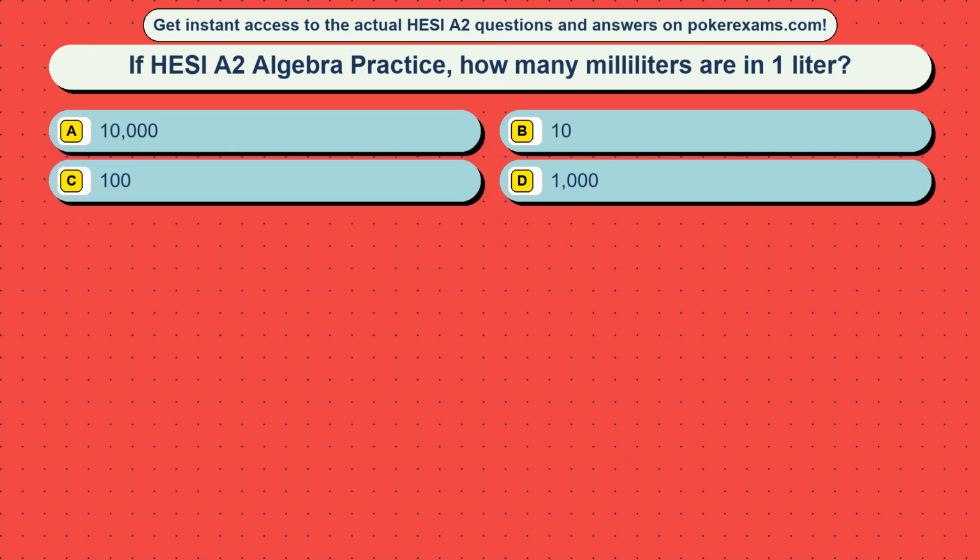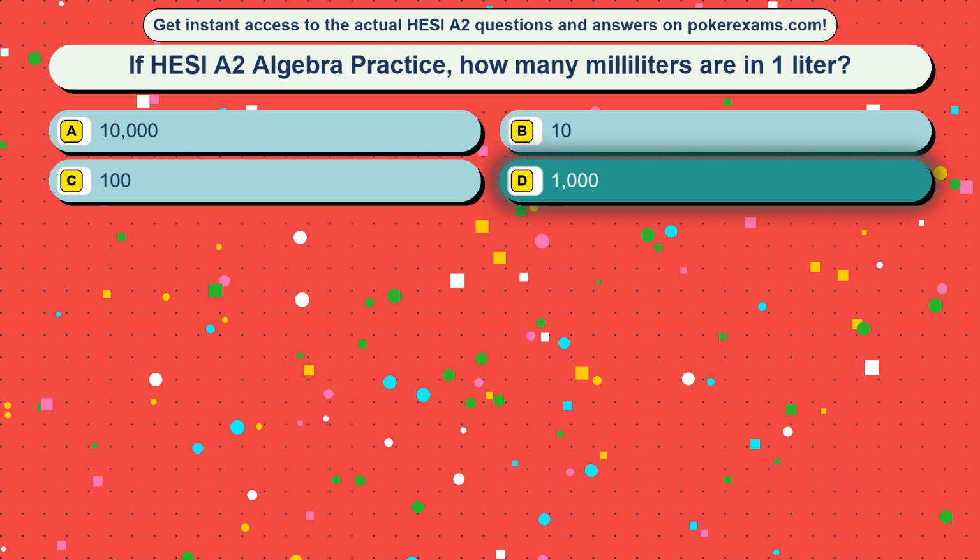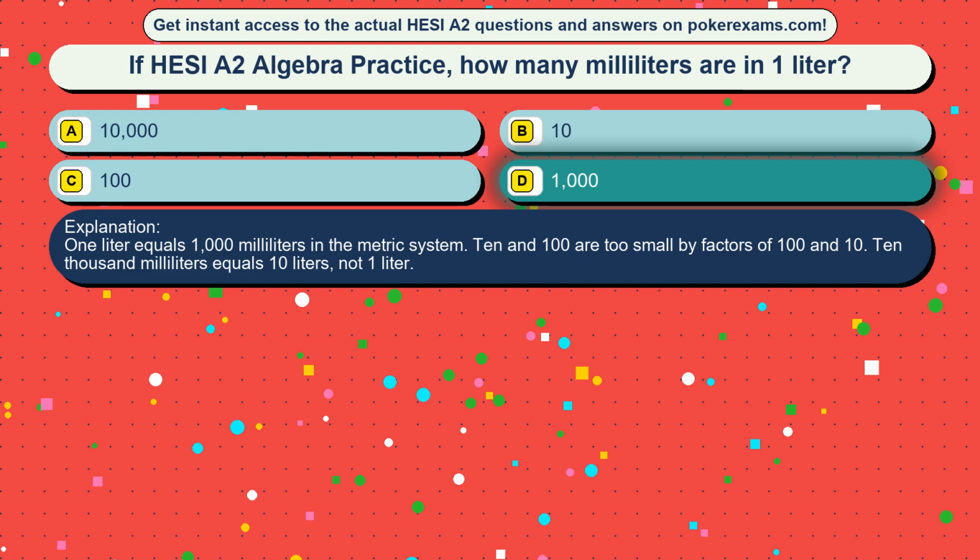Question 40. If HESI A2 algebra practice, how many milliliters are in 1 liter? Option A, 10,000. Option B, 10. Option C, 100. Option D, 1000. The correct answer is option D, 1000. 1 liter equals 1000 milliliters in the metric system. 10 and 100 are too small by factors of 10. 10,000 milliliters equals 10 liters, not 1 liter.